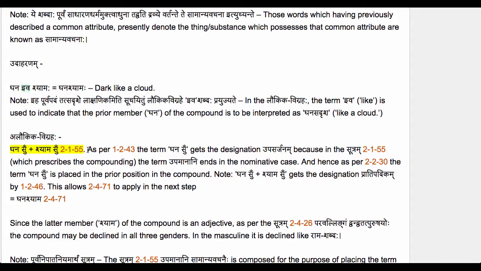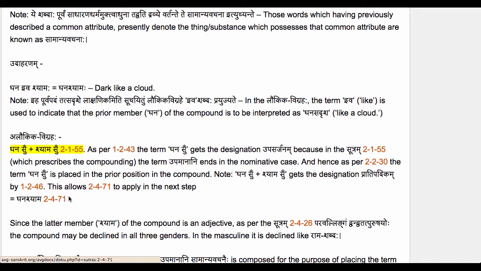Remaining steps are straightforward. As per the sutram 1243, prathama nirdishtam samasa upasarjanam, the term ghana su gets the designation upasarjanam because in the samasa vidhayaka sutram 155 the term upamanani ends in the nominative case, and hence as per the sutram 2230 upasarjanam purvam, the term ghana su is placed in the prior position in the compound, and now ghana su shama su gets the designation pratipadikam by the sutram 1246 krit tadita samasascha, because we have formed a compound. This allows us to apply 2471 supo dhatu pratipadikayoho, perform the luk elision on the sup affixes su and su, which are inside the compound pratipadikam, so we get ghana shama.